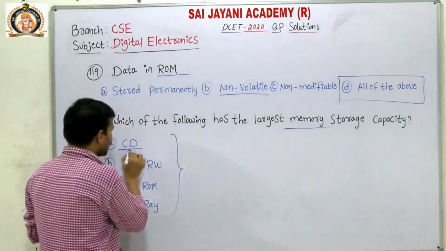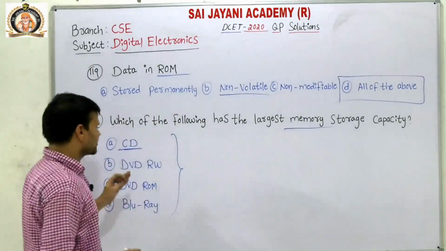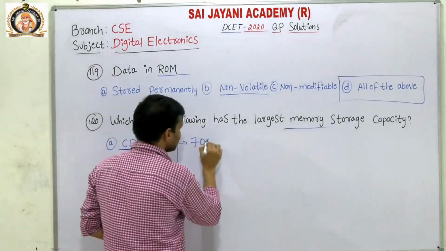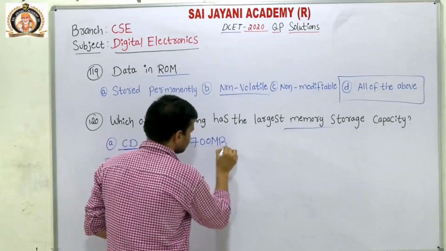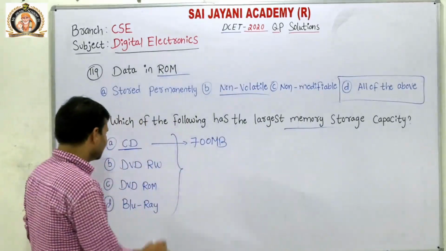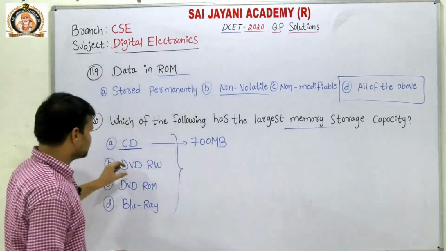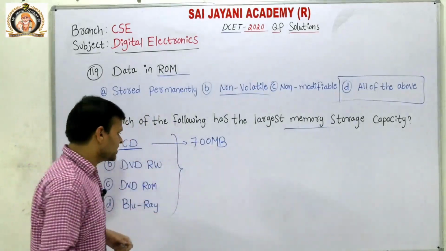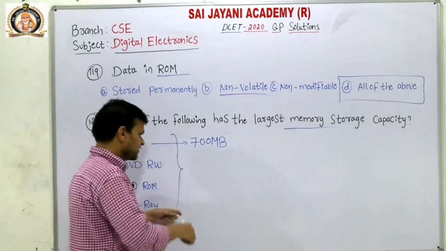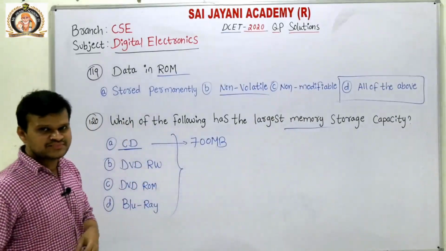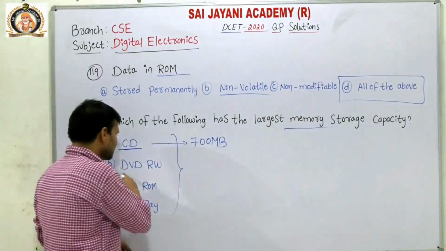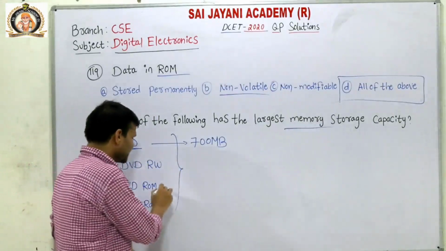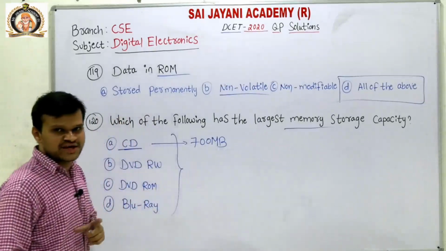Here CD represents compact disc. Its storage capacity is 700 MB. And DVD-RW, that is digital versatile disc. RW represents read write. Here the data can be written or it can be erased several times. So it is a DVD-RW. And DVD-ROM, here the data can be burnt only one time.